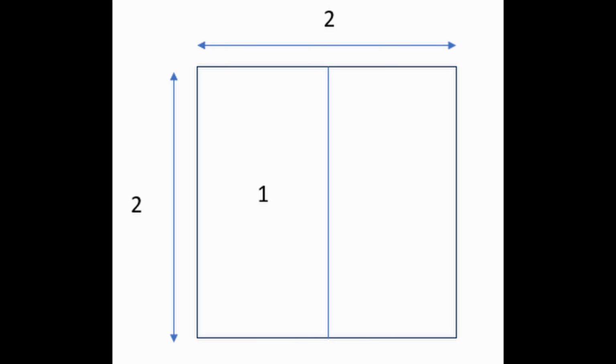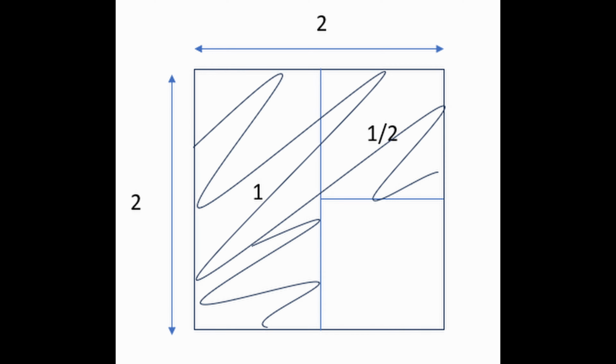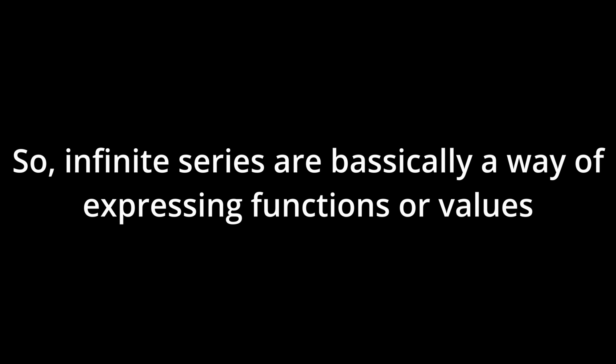1. That's the first term of the series. Now we add the second term, 1/2, which is half of the square. Our shaded area is increasing, but is still not full. Now if we keep adding, visually we can see all the pieces together fill the space equal to 2. So infinite series are basically a way of expressing functions or values as an endless sum of smaller terms.